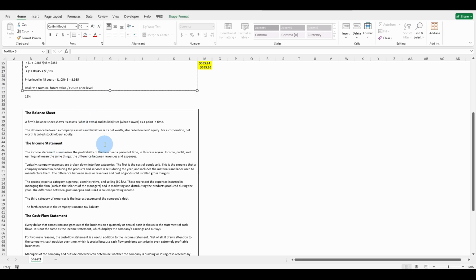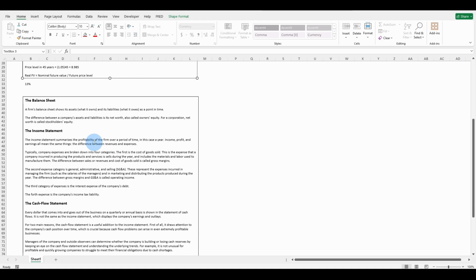The balance sheet. Some of you might not be up to date on the balance sheet, income statement, and cash flow. So here's a quick minute and a half in terms of what the heck a balance sheet is. A firm's balance sheet shows its assets, what it owns, and its liabilities, what it owes, at a point in time. The difference between a company's assets and liabilities is its net worth, also called owner's equity. For a corporation, net worth is called stockholders' equity.